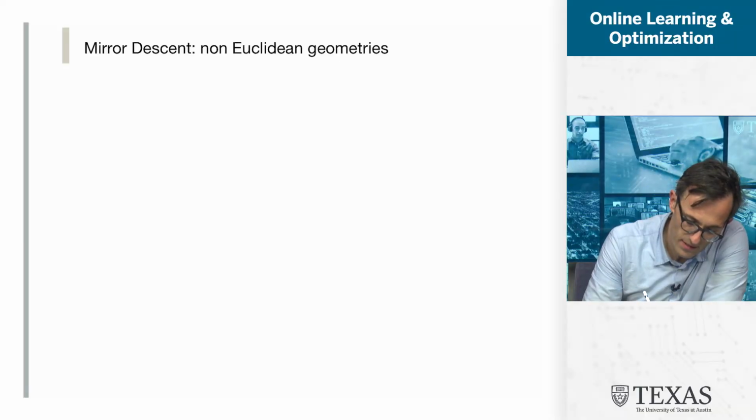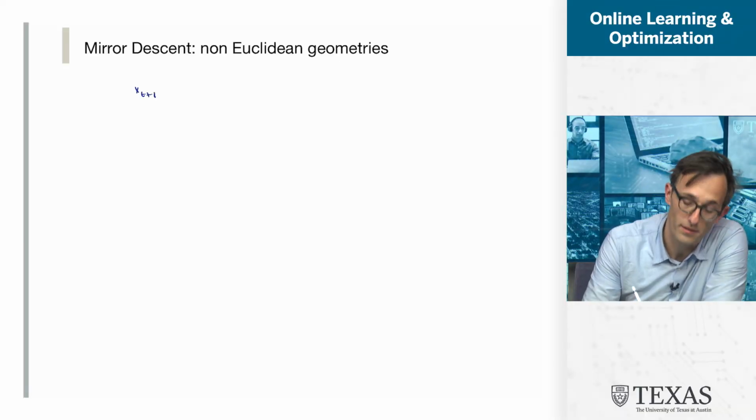Welcome back. We're talking about mirror descent, and in particular, mirror descent in non-Euclidean geometries. And in this lecture, we're finally going to get into it and give the statement of the result and also the full proof.